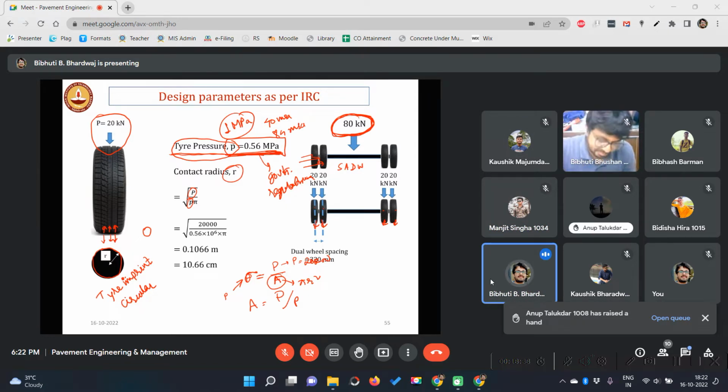Okay. So yeah, that will give you A, but it is not enough. What do you need? This A is pi r square. So basically R will be again P by p, and pi will be coming here. So understood this formula, why it is like this? Yes, sir.